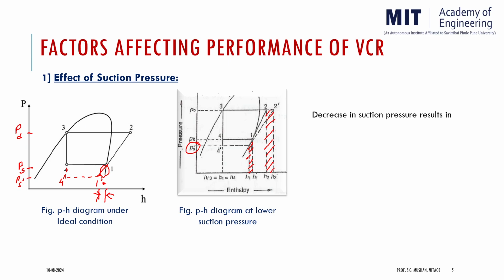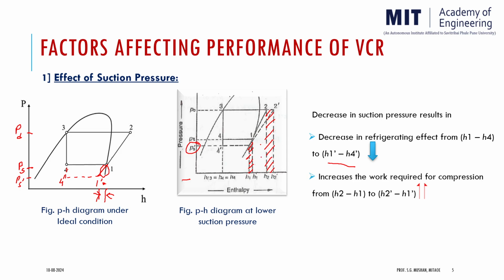So here, a decrease in suction pressure results in a decrease in the refrigerating effect from H1 minus H4 to H1 dash minus H4 dash. At the same time, there is also a rise in the compressor work from H2 minus H1 to H2 dash minus H1 dash. Okay, so this is the net effect of lowering the suction pressure.